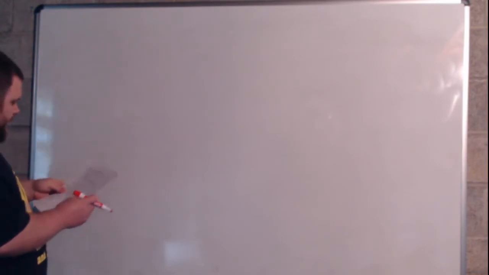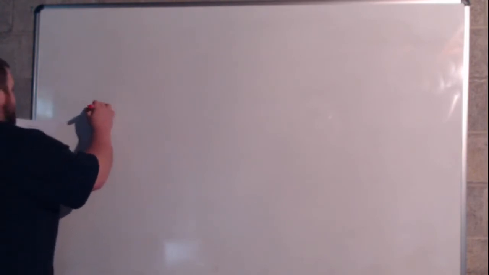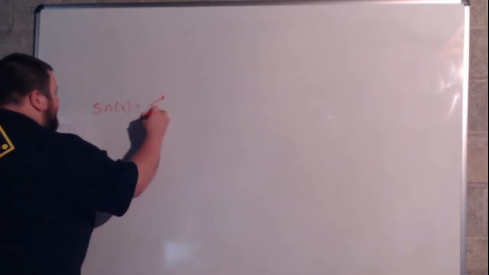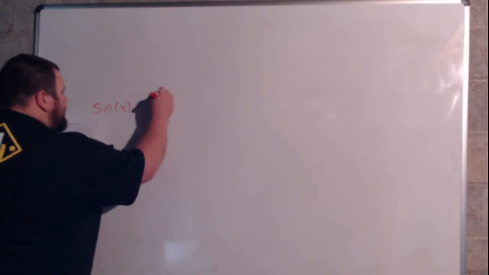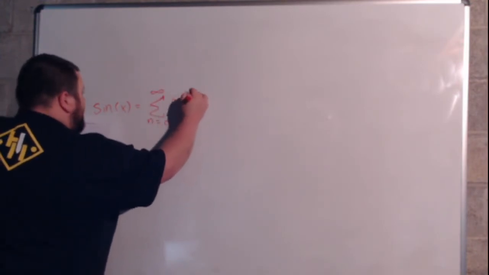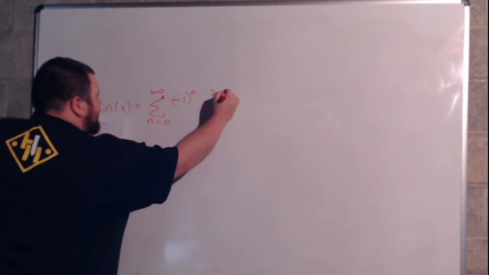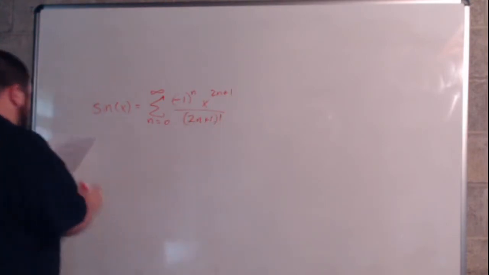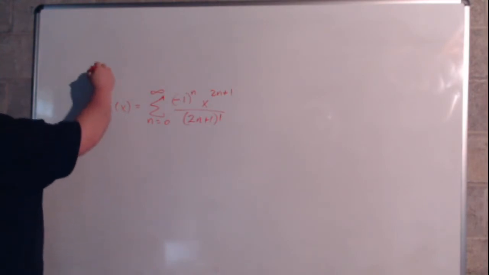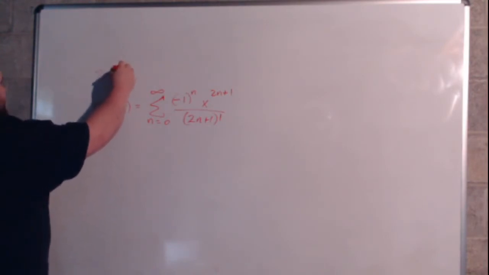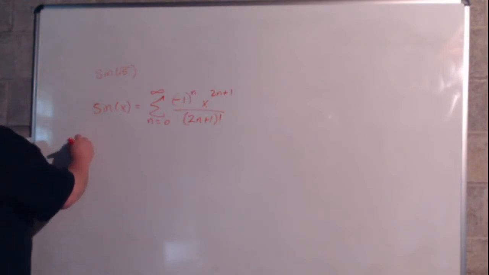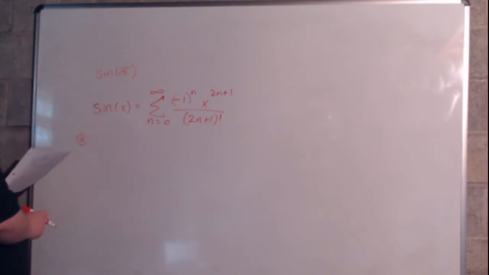idea. So they give us that the sine of x is equal to a summation from 0 to infinity, -1 to the n, x to the 2n plus 1 over 2n plus 1 factorial. And they ask us to approximate sine of the square root of 5. So it says, first use the first three terms.